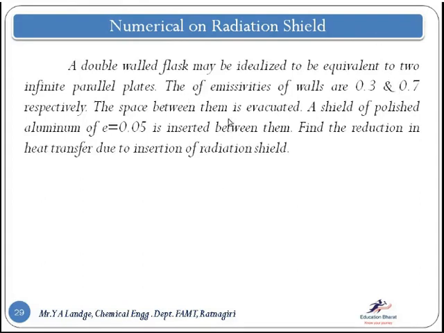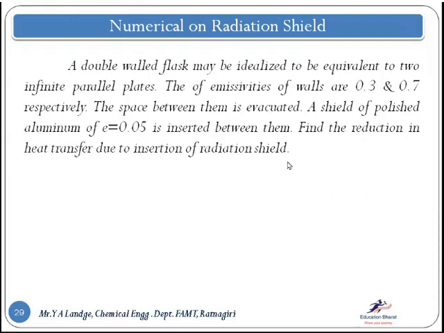The space between them is evacuated, which means there is no convection or conduction. A shield of polished aluminum of emissivity 0.05 is inserted between them. Find the reduction in the heat transfer due to the insertion of the radiation shield.